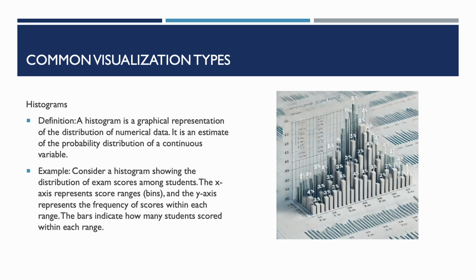Next, histogram. A histogram is a graphical representation of the distribution of numerical data. It is an estimate of the probability distribution of a continuous variable. So consider a histogram showing the distribution of exam scores among students. The x-axis represents score ranges or bins and the y-axis represents the frequency of scores within each range. The bars indicate how many students scored within each range.